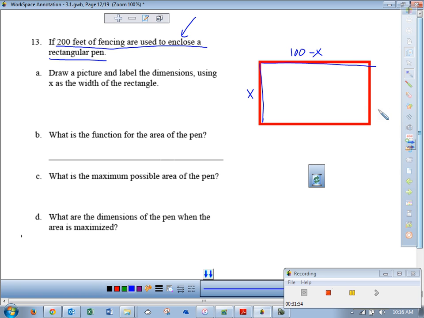I also feel you should put x here and 100 minus x here, just to make it easier to see, because opposite sides of a rectangle are equal. What is the function of the area of the pen? Well, area, again, don't we need to take the length times the width? Yeah, sorry, 100 minus x. Area, length times width, correct?